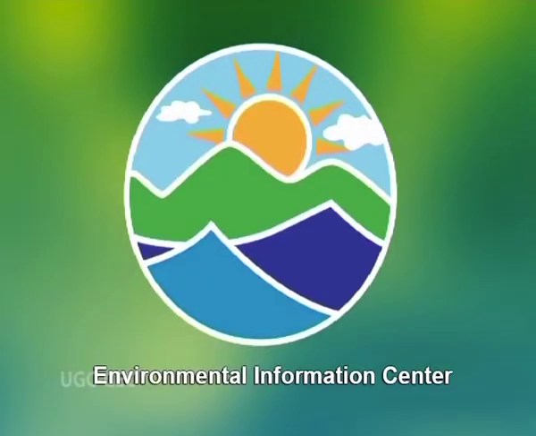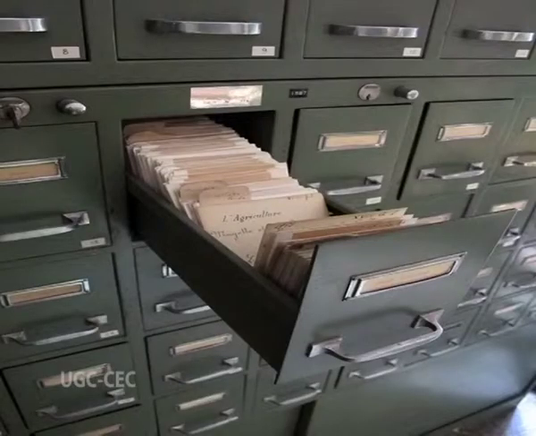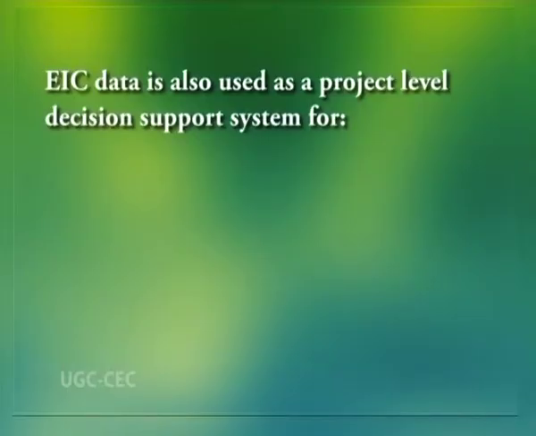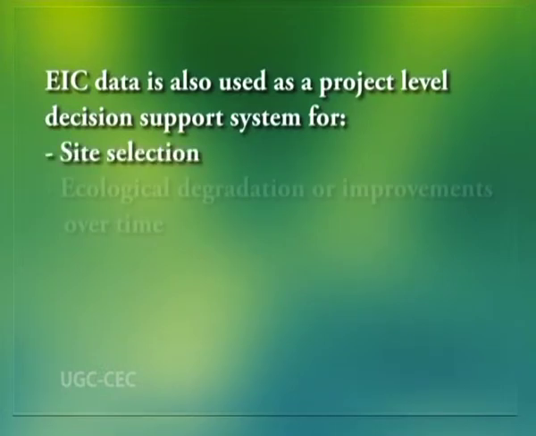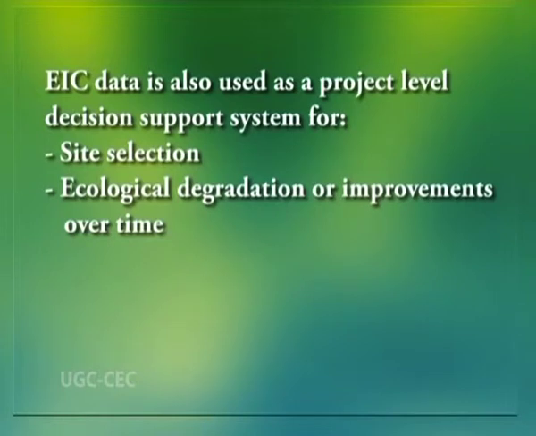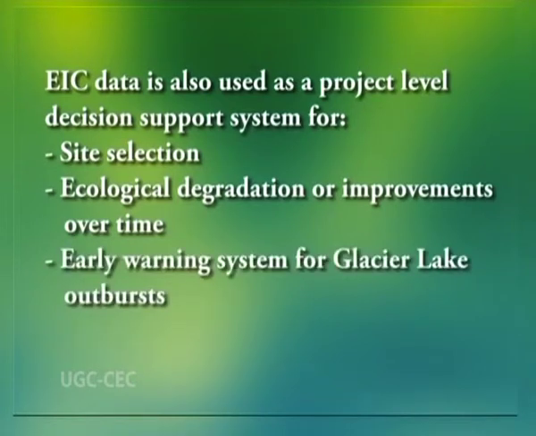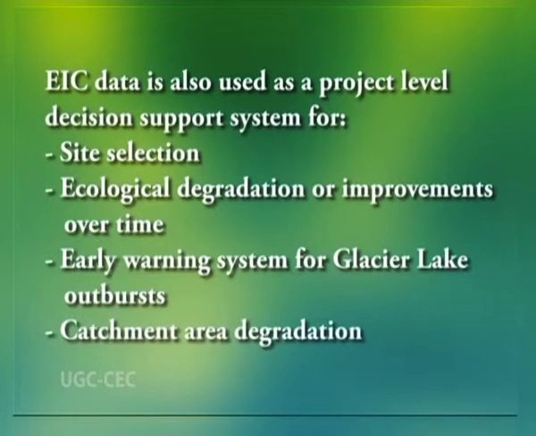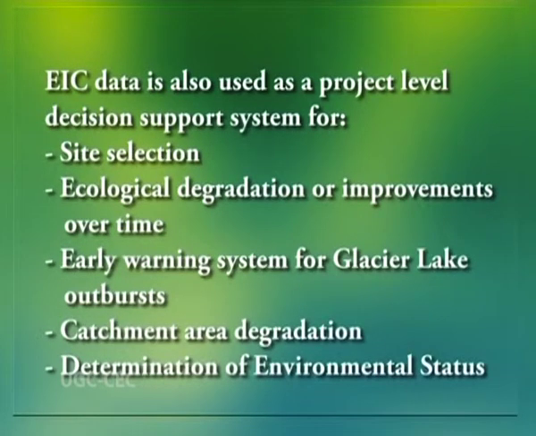To address these issues, Environmental Information Center, abbreviated as EIC, was conceived to act as a clearinghouse of environmental data needed for preparation and review of EIAs. EIC data is also used as a project level decision support system for site selection, ecological degradation or improvements over time, early warning system for glacier lake outbursts, catchment area degradation and determination of environmental status.